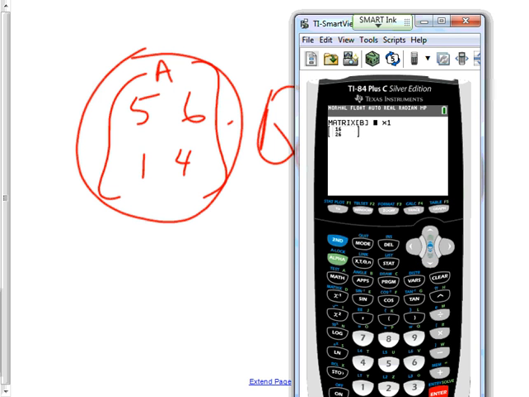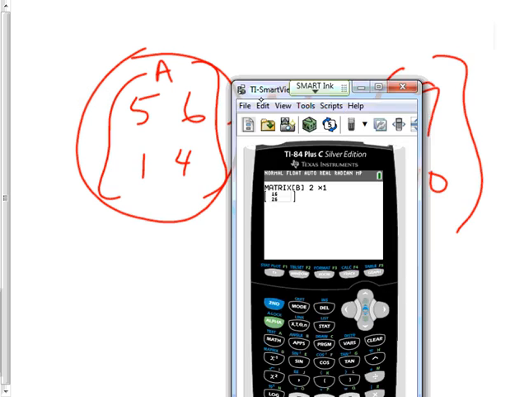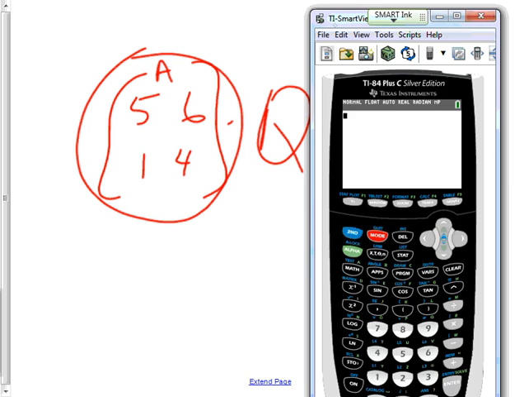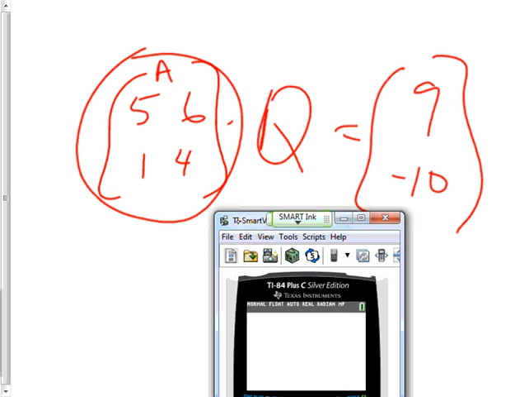And now my two numbers are 9 and negative 10. I'm going down, 9, enter, negative 10, enter. 9, negative 10. Cool. Now, all of that work, and I'm just ready to do the problem. The calculator now knows what matrix A is, and it now knows what matrix B is. Let's say, in this problem, I don't want to multiply matrix A and B. I want to do A times Q to get B.